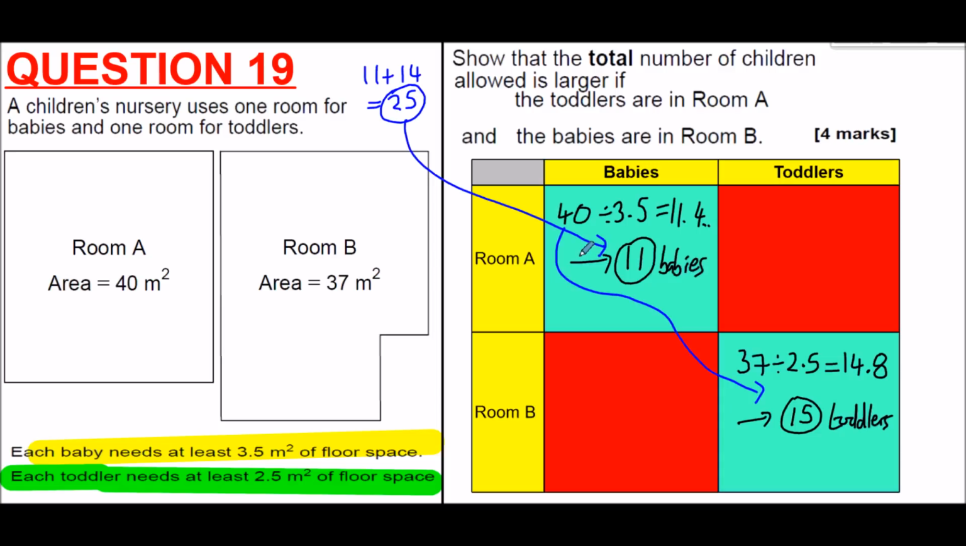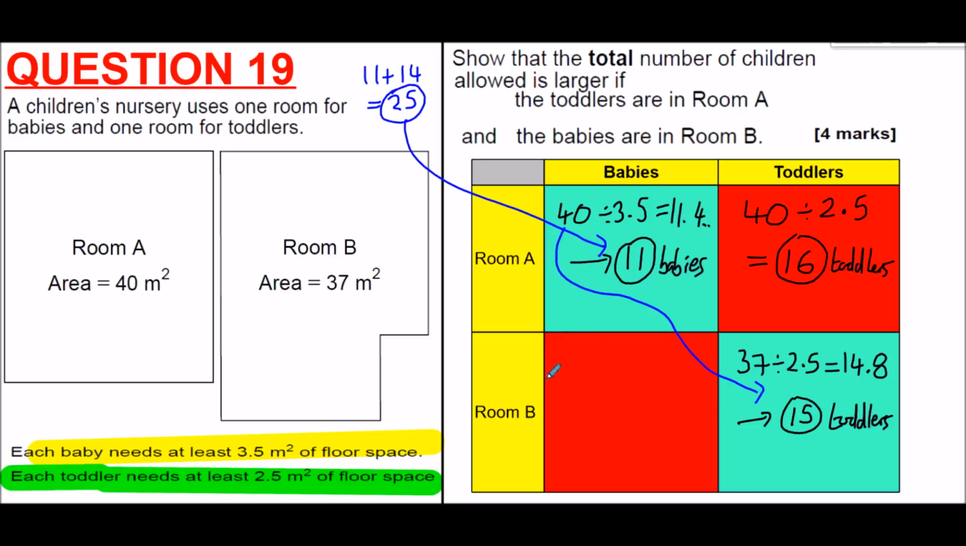Now the other option is if the babies are in room B and the toddlers are in room A. So the second option I've highlighted in red. The first option we've done I've highlighted in this aqua colour. And so if the toddlers were in room A, toddlers need 2.5 square metres of floor space. So in room A there's 40 square metres. If we divide that by 2.5, what you would see is that would be exactly 16. So we could fit exactly 16 toddlers in with no wasted space whatsoever, no spare space.